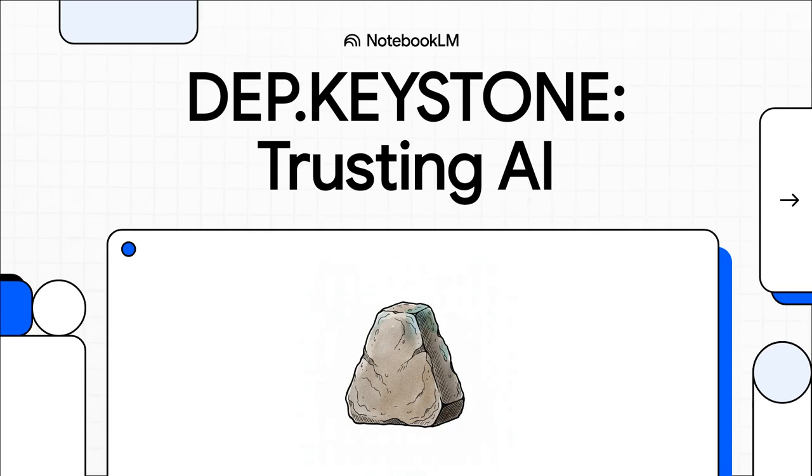All right, let's talk about something that's absolutely critical for any AI system, but honestly, it gets overlooked all the time. I'm talking about trust. And not just, do you trust the AI's answer? I mean trust in the very foundation it's built on. Because what happens if that foundation is shaky from the get-go?